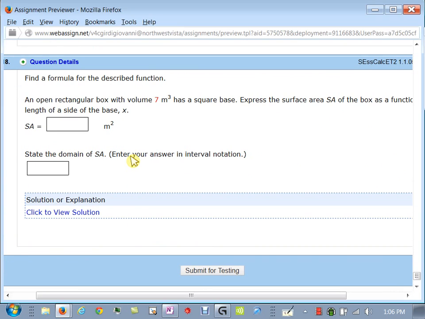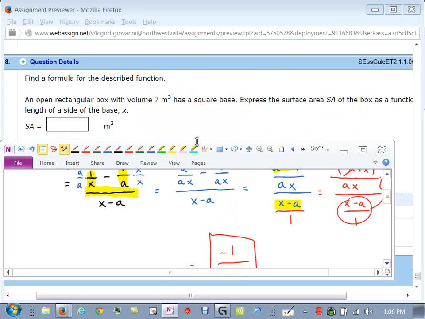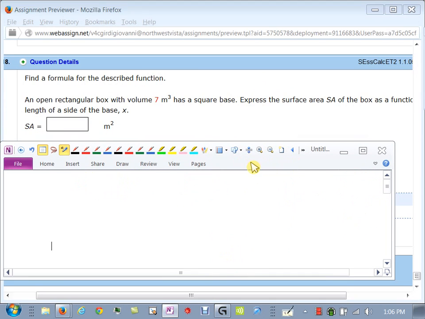An open rectangular box, volume 7, square base. I think I'm going to bring in this here. Get a new page here. All right, so what we have is an open rectangular box. Open rectangular box. Looks like this. So it's open, meaning that you can see in there, right? It's open in there. So there's no lid on this.